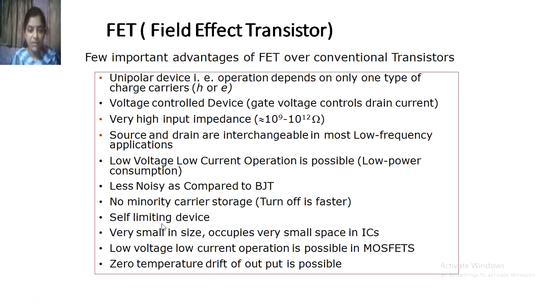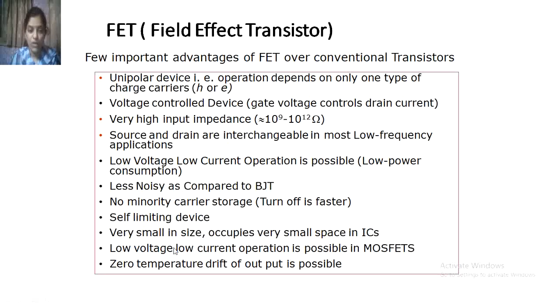Then it is a self-limiting device, so the JFET is a self-limiting device. Then if you see the size, it is very small, and occupies very small space in an IC. So that is another advantage of FET: it is very small in size and occupies very small space in the IC.